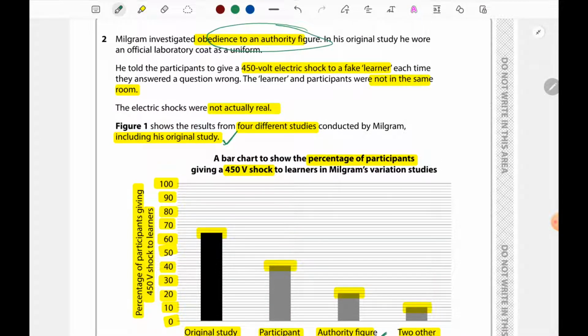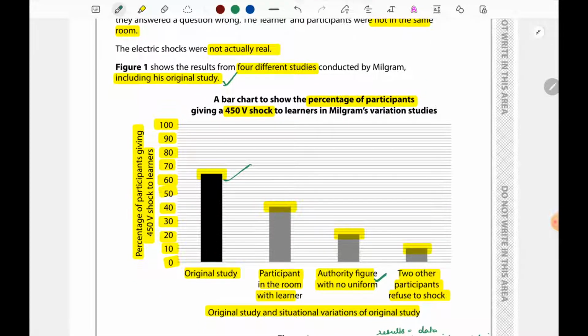We had marked it right at the beginning. He wore a laboratory coat as a uniform. So this one. As compared to that, we have to see authority figure with no uniform. So that is the third bar from the left. Now before we write anything, first we should check in our own mind what is the percentage being reflected. So for the original study, 65%, it's very obvious. It's rough, of course. From the bar, we don't come to know very precisely. So we can say approximately or roughly 65%.